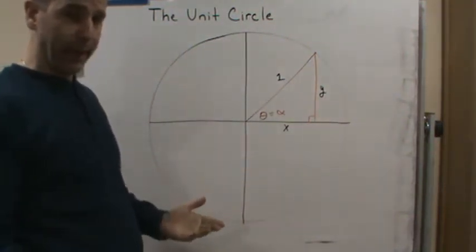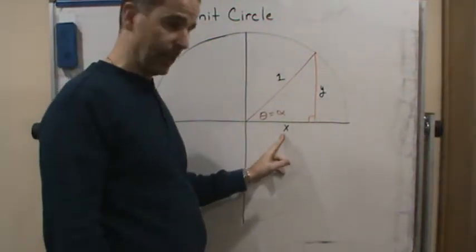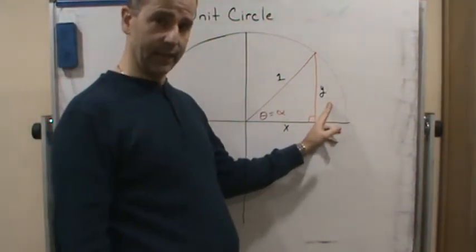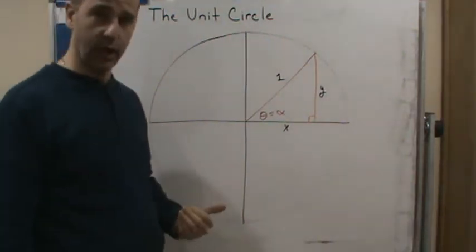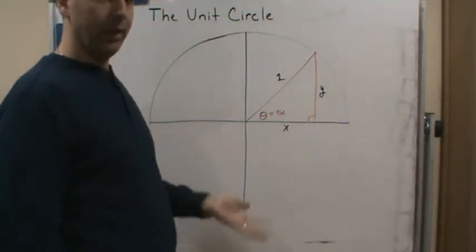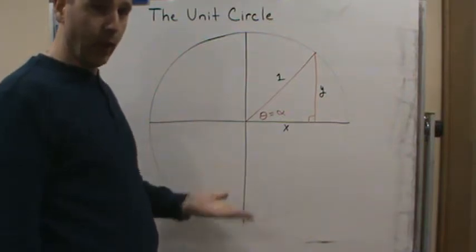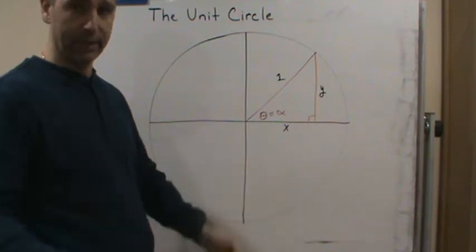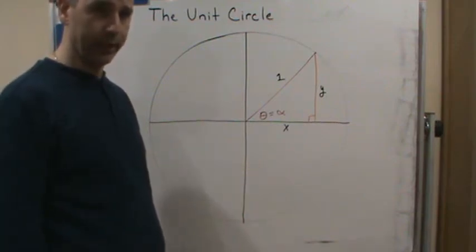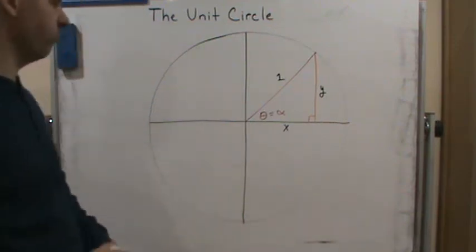Since x is equal to cosine theta and y is equal to sine theta, that tells us that the domain and range of sine and cosine are both -1 to 1, inclusive. And that's all I'm going to say about domain and range of cosine and sine.